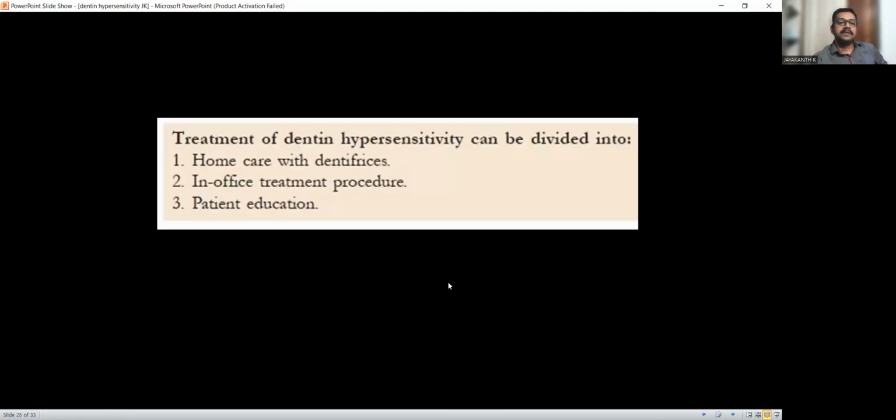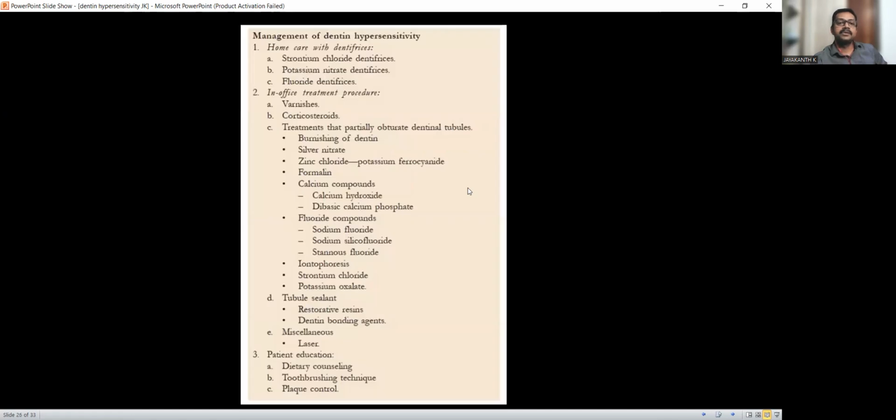Now let us see the treatment of dental hypersensitivity. Again, this can be divided into home care with dentifrices, in-office treatment procedures, and patient education. This flowchart basically summarizes the management of dental hypersensitivity. First one is home care with dentifrices: strontium chloride dentifrices, potassium nitrate dentifrices, fluoride dentifrices. All these dentifrices used in home care can reduce dental hypersensitivity in mild cases.